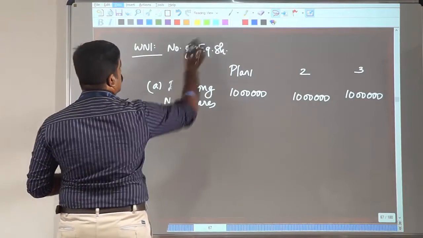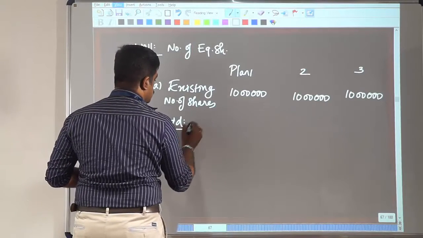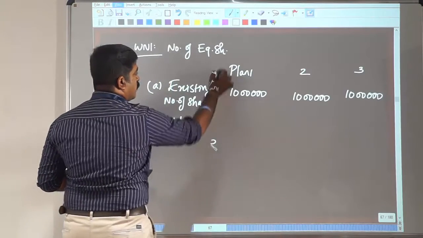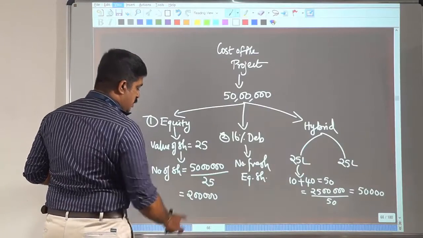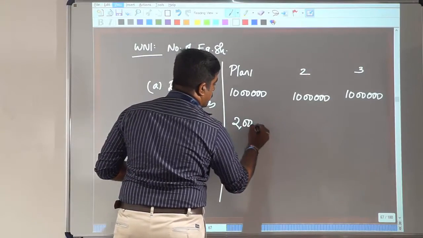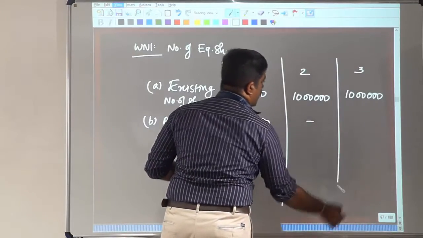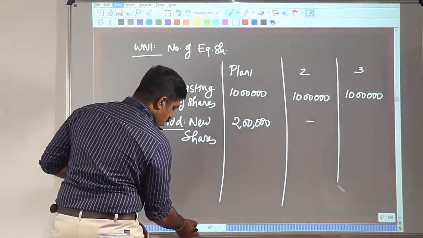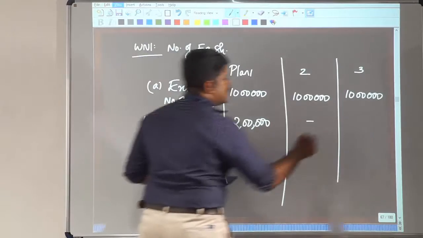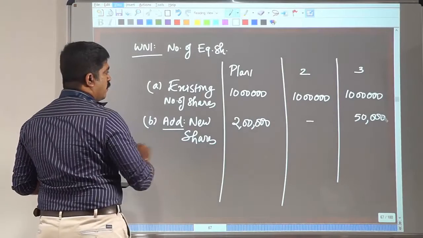Then new shares have been issued. Item B, add new shares. So what are the new shares? If you take plan 1, we just calculated that new shares to be issued in plan 1 is 2 lakhs. If you take plan 2, it is a full debt option, so no new shares. But if you take plan 3, new shares have to be issued. It's basically 50,000 shares. So it is 50,000. Now we have the complete picture of the number of shares.